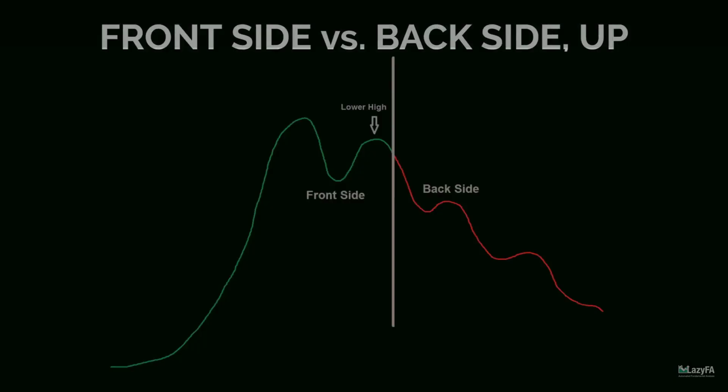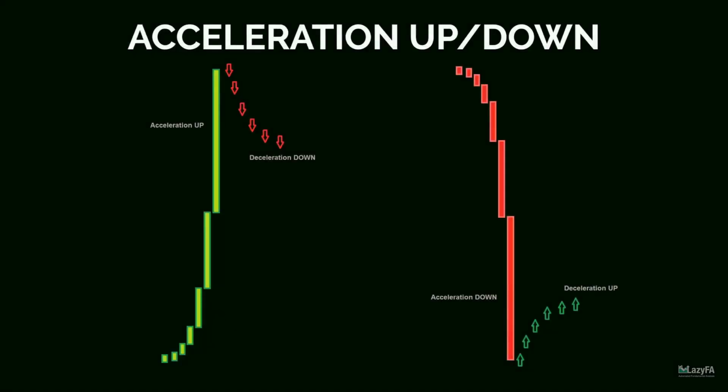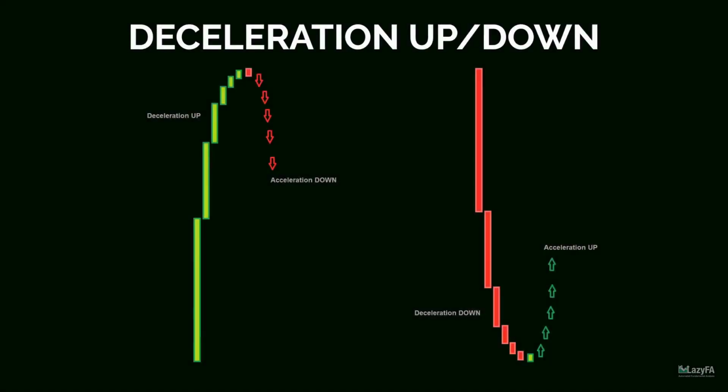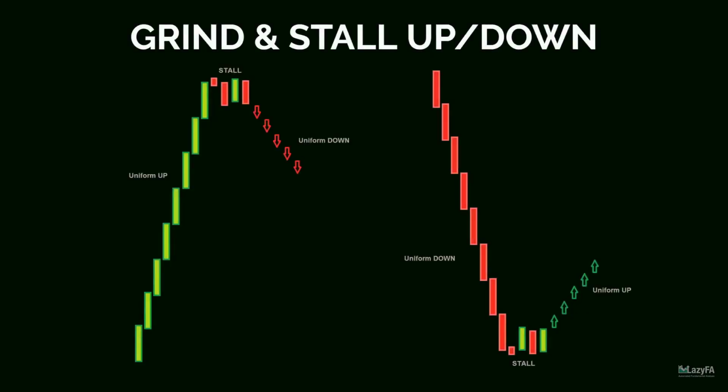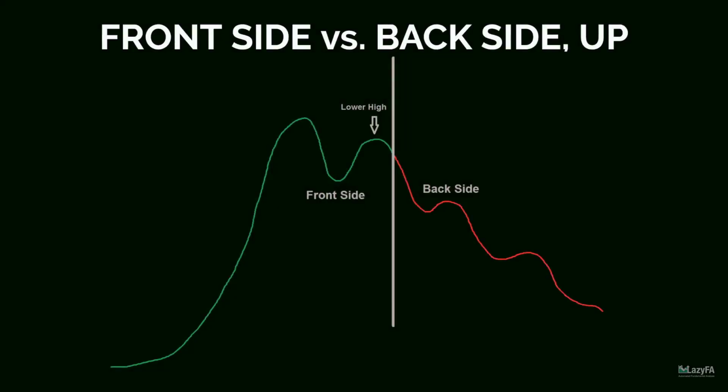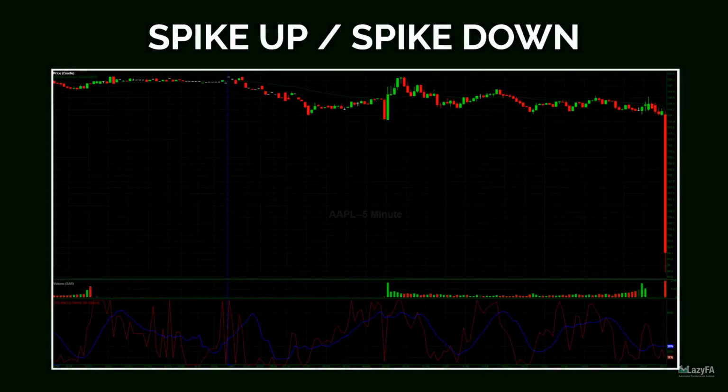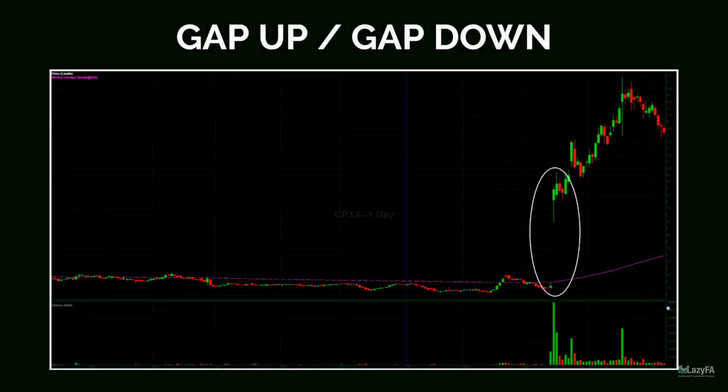So just a quick review. We have 3 different types of parabolics. You have acceleration, deceleration, grind and stall, up and down. And then we have this concept of the front side versus the back side, which applies on both upwards and downwards moves. And this can be used to better time your entries and to lower your risk so that you have a defined place to put your stop loss. And then we have this concept of a stock spiking up or spiking down or gapping up or gapping down, which can potentially develop into one of the previous patterns that we talked about.